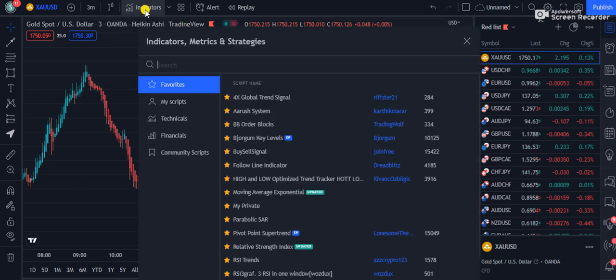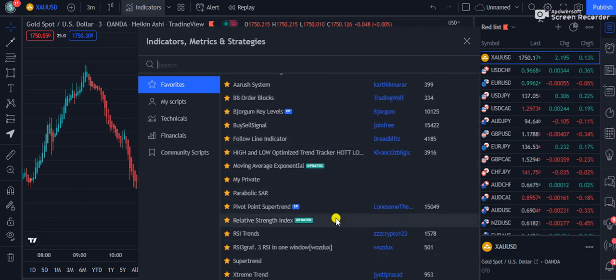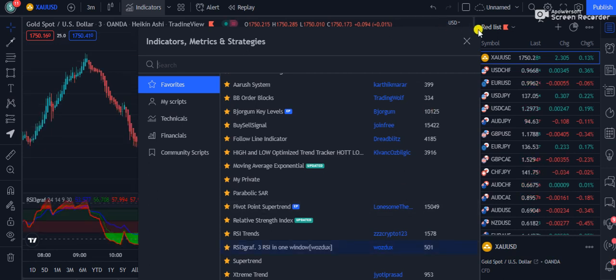Okay, so we will be using only one indicator in this strategy, and that is called RSI 3 graph. I repeat, RSI 3 graph, and you can see three RSIs in one window, and that is by Ducks. Only a few traders are using it because they are professionals. They are not newcomers to the forex market. They know the worth of this indicator, right?